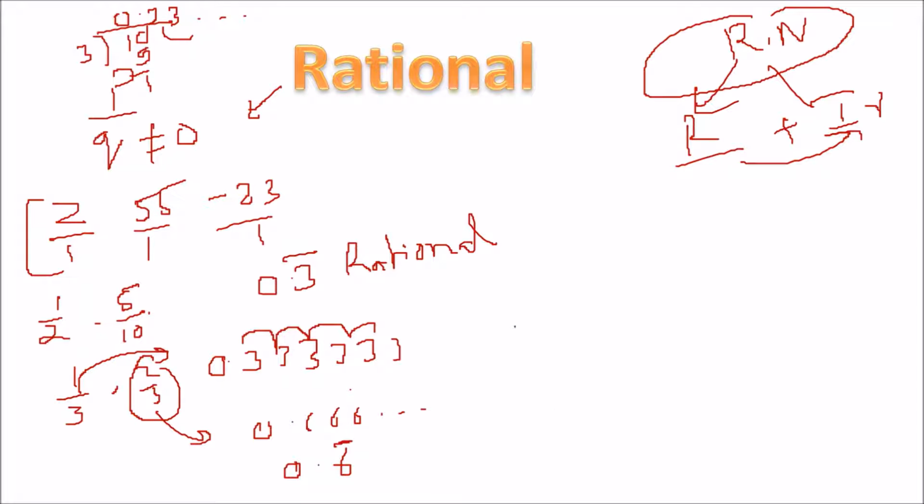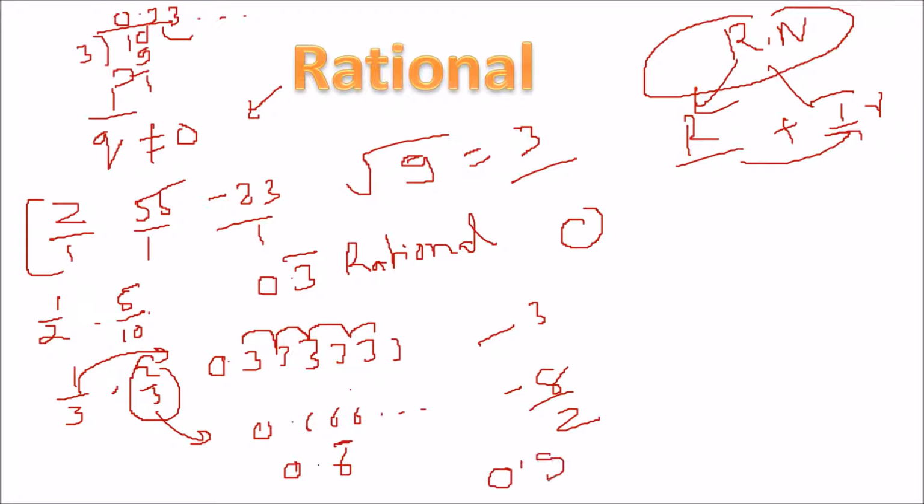Any number which has a perfect square, like under root 9, this will be 3. So this will be a rational number. 0 is a rational number. Minus 3 is a rational number. Minus 8 by 2 is a rational number. 0.97 is a rational number. 1.25 is a rational number. How can you write 1.25? 0.25 is 1 quarter, so 1.25 is 5 by 4. This is also a rational number.